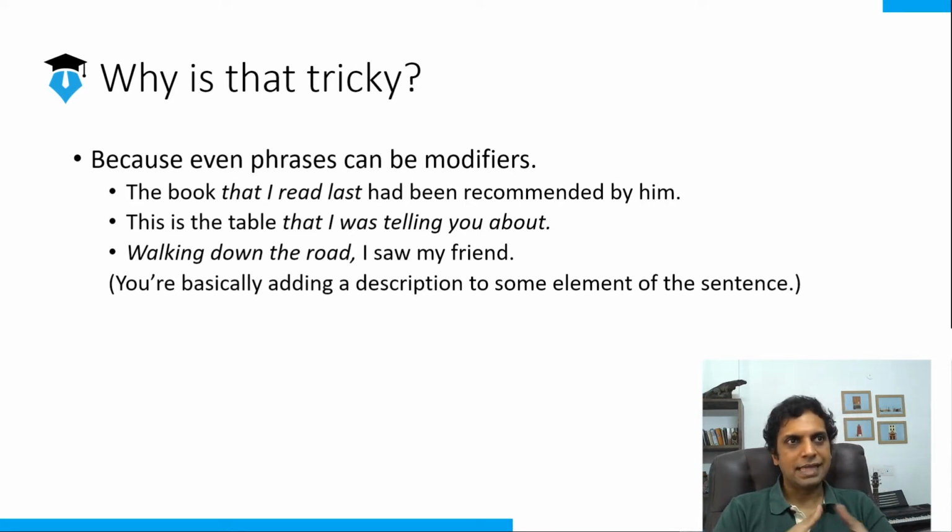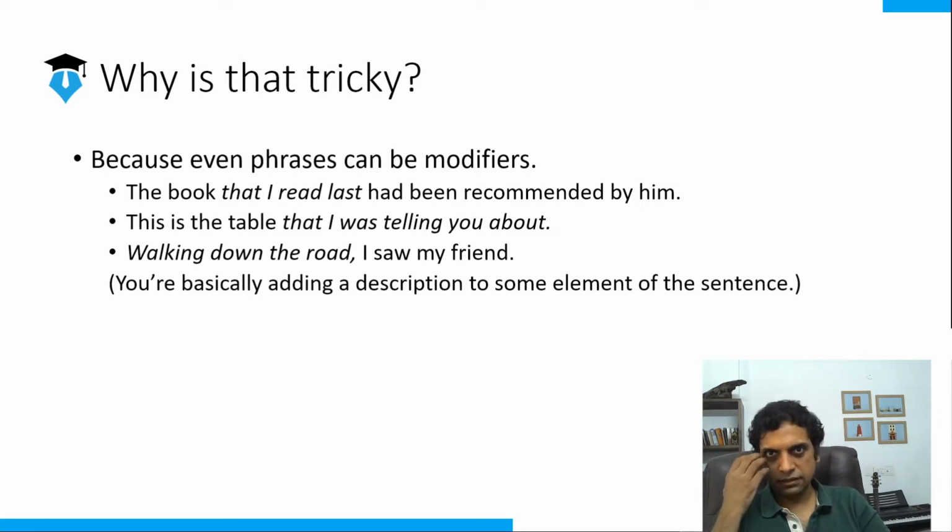So here, "that I was telling you about" is a phrase that's adding more information about the table. It's another phrase that is acting as an adjective. Walking down the road, I saw my friend. When did I see my friend? I'm providing more context. So basically, I'm adding a description about other elements in the sentence. That essentially is a modifier as a phrase.